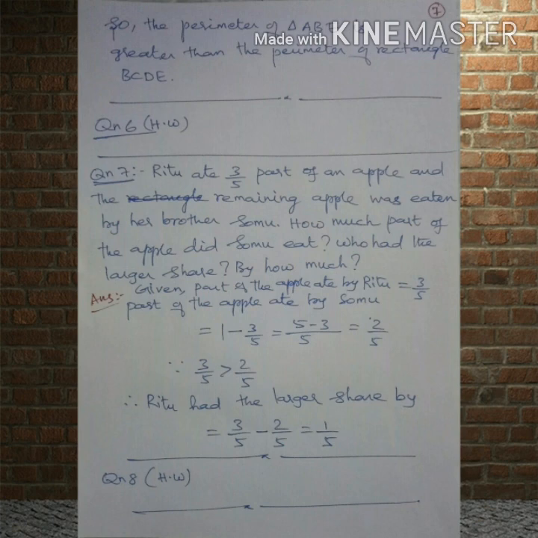Next we will compare those two values. 3 by 5 is greater than 2 by 5. That means Ritu had the larger share. How much more? 3 by 5 minus 2 by 5. Both are like fractions, so we directly subtract the second value from the first one. We get the answer as 1 by 5.